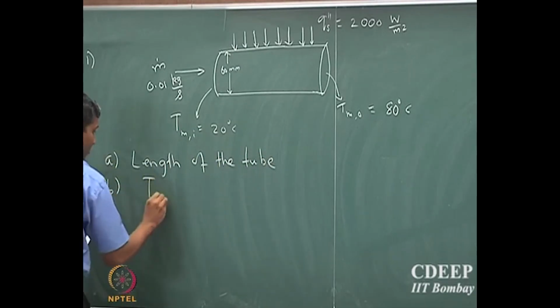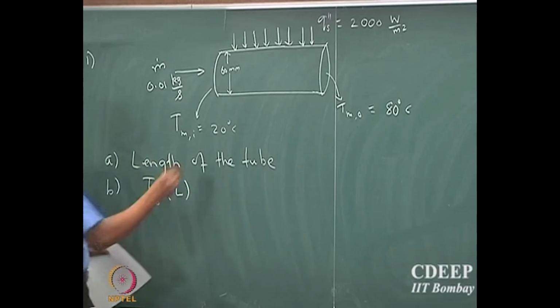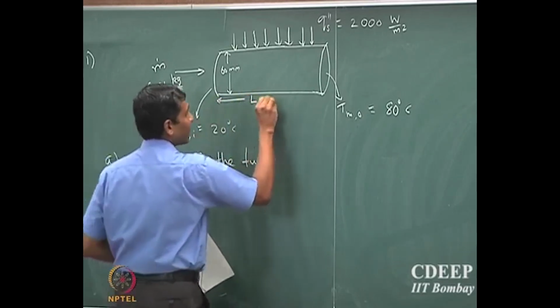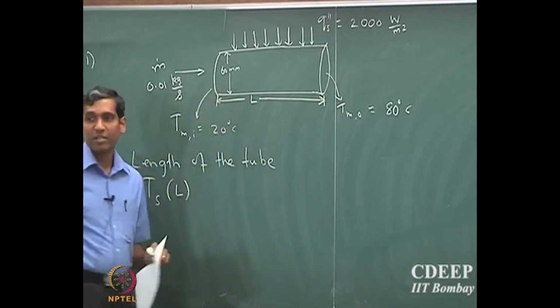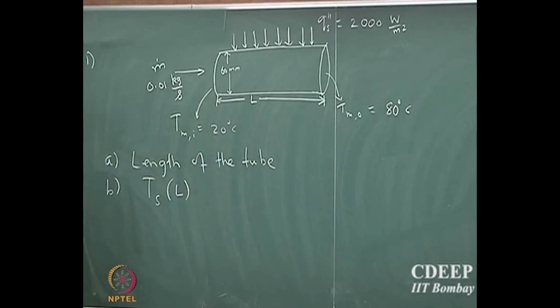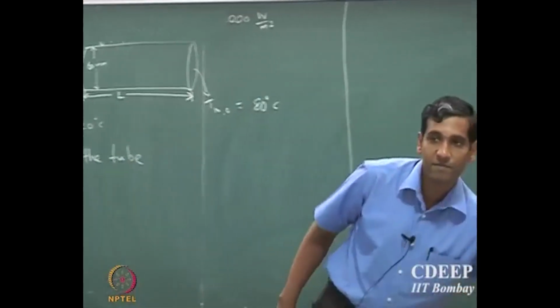And the second question is, what is the surface temperature at L? So, if L is the length of the tube, what is the temperature of the curved surface at L? So, these are the two questions. So, how do we find this?